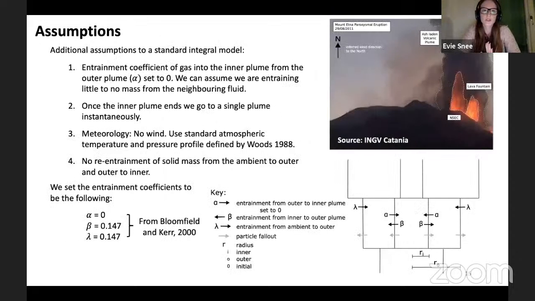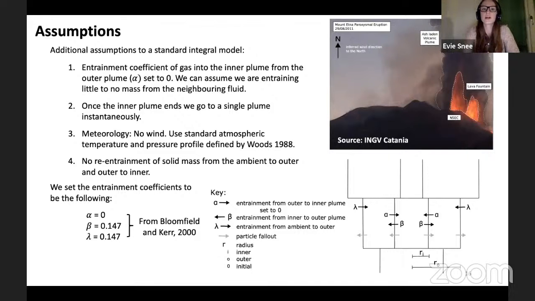We do make some additional assumptions further to those of a standard integral model. One of these is that the entrainment coefficient of gas from the inner plume to the outer plume, so this alpha value here, is set to 0. The reason why we do this is that we assume that we are not entraining anything really from the surrounding fluid, and this is based on our observations. We see the radius of the lava fountain decreases with height, so we don't want to increase any of the mass flow rate inside of it.